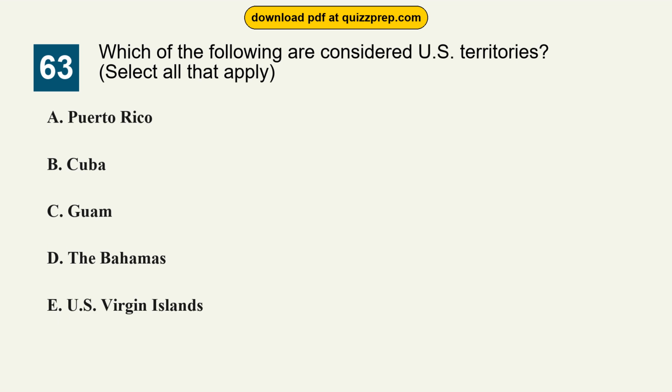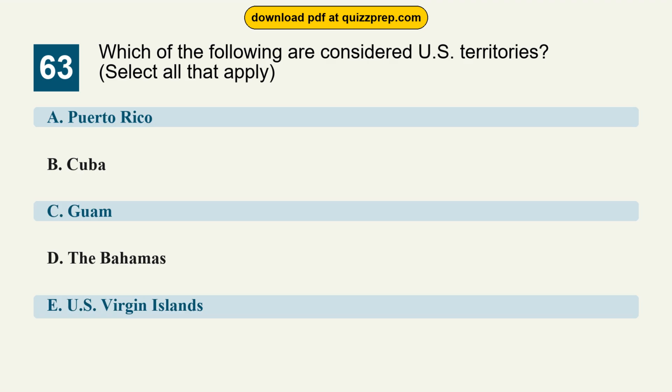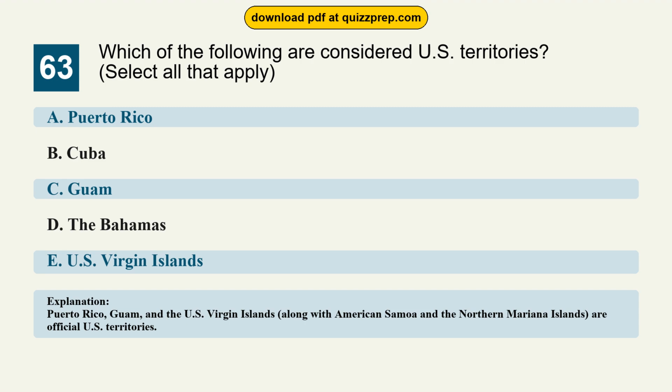Question 63. Which of the following are considered U.S. territories? Option A, Puerto Rico. Option B, Cuba. Option C, Guam. Option D, the Bahamas. Option E, U.S. Virgin Islands. The correct answers are options A and C and E. Puerto Rico, Guam, U.S. Virgin Islands. Puerto Rico, Guam, and the U.S. Virgin Islands, along with American Samoa and the Northern Mariana Islands, are official U.S. territories.